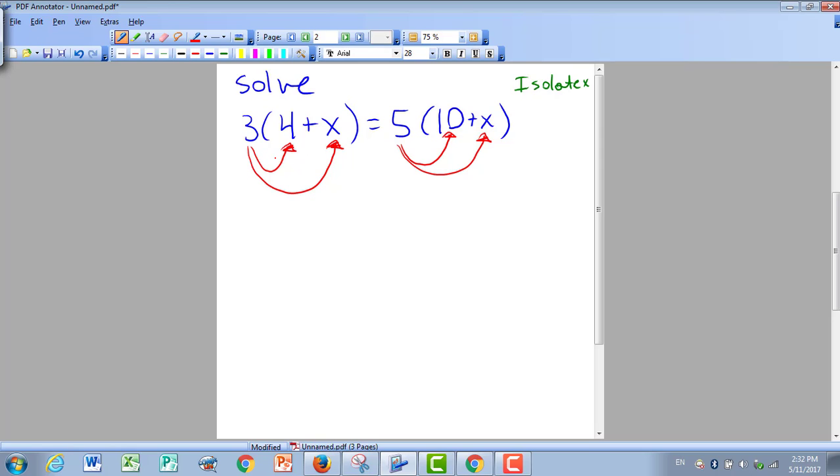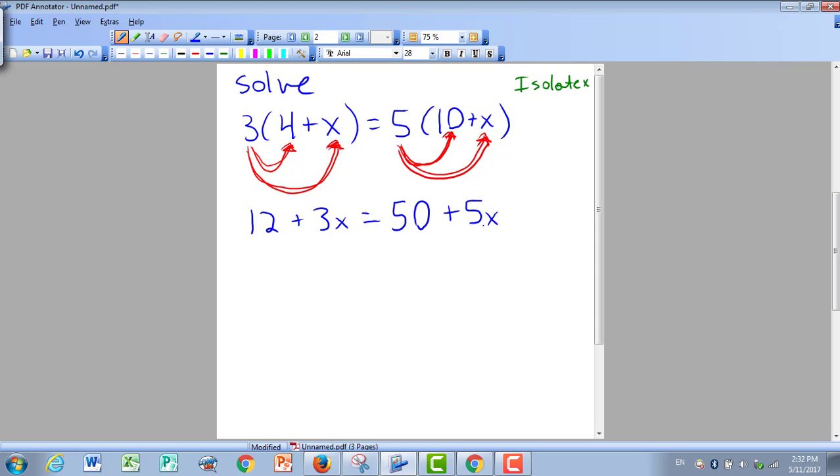So, bang, bang. 3 times 4 is 12. And then 3 times x is 3x. Equals, next we're distributing the 5. So bang, bang. 5 times 10 is 50, I meant to say 5 times 10 is 50. And 5 times x is 5x.